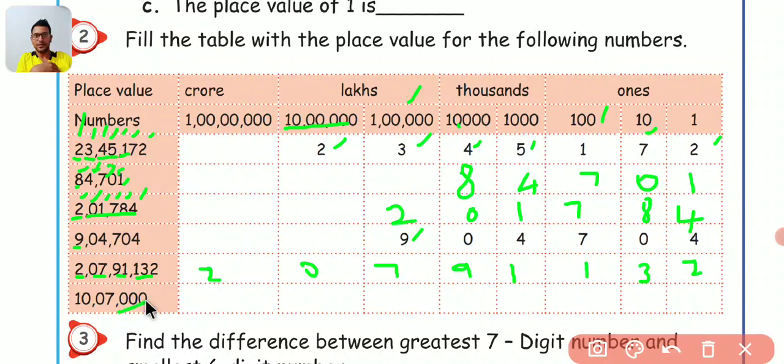Next one: ones, thousands, 10 lakhs. Okay, 10 lakhs, so this is 10 lakh. The 1 is in which place? 10 lakh place. So 1, 0, and after that I continuously write the remaining numbers: 0, 7, 0, 0, 0. Okay. Now I am filling this table with the respective places. That's all.